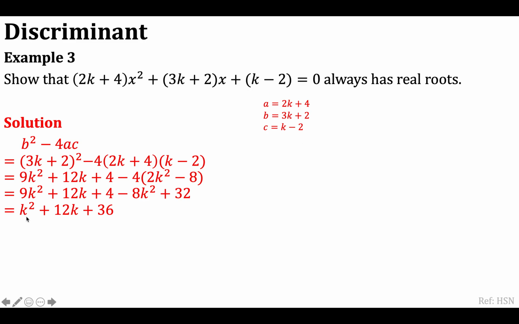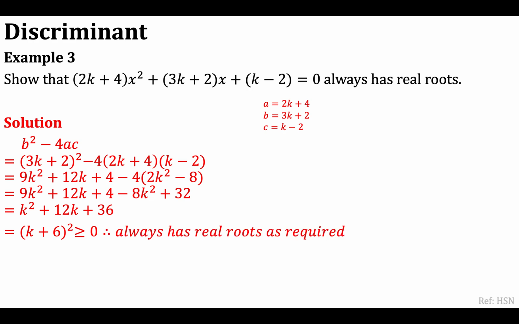And I can see that k squared + 12k + 36 is actually a square if I factorise this. This will give me (k + 6) all squared. And like I said, if you're squaring something, you know it's either going to be equal to 0 or positive. So (k + 6) all squared is greater than or equal to 0. Therefore, always has real roots as required.